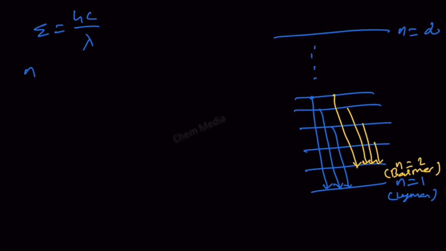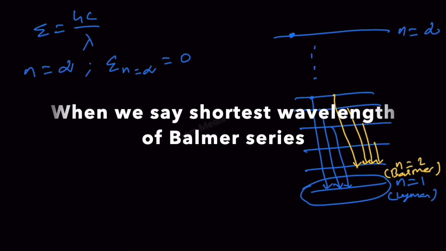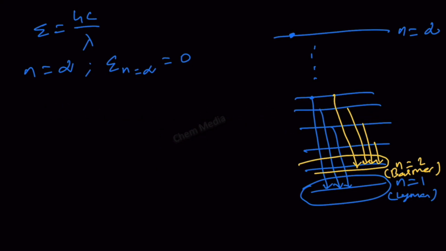But when the n value is infinity, when the electron is here, what would happen to the energy? Energy would become zero, because we are basically hitting the continuum. There won't be any interaction between the nucleus and the electron. So therefore, mathematically, when the n value is infinity, energy would become zero, which means the shortest wavelength of the Lyman series is the energy of the state itself. That's what we need to understand. And when we say Balmer series, it is the energy of the state itself.